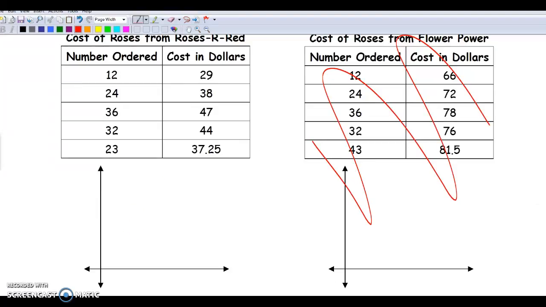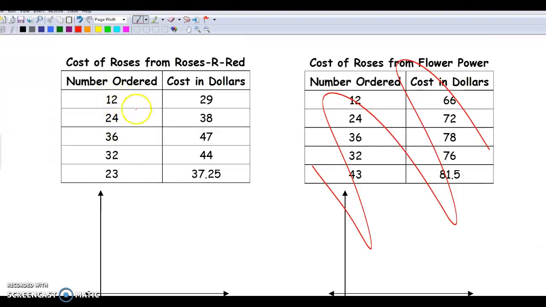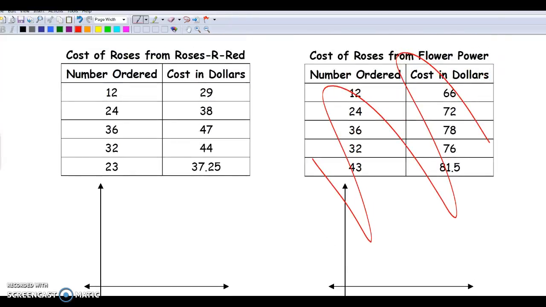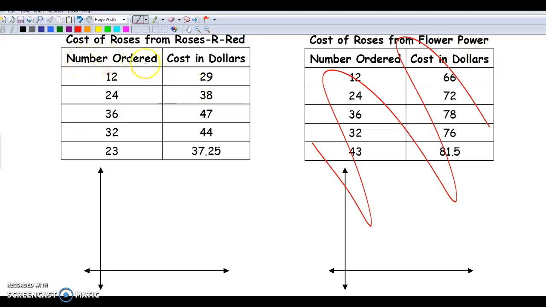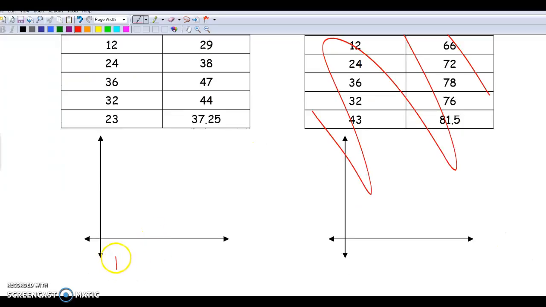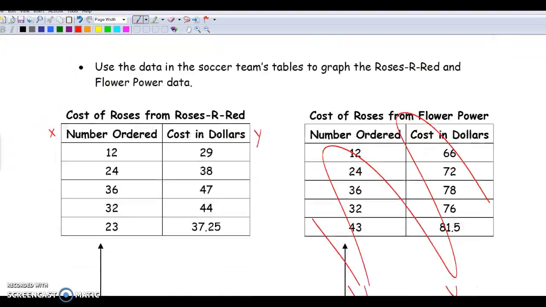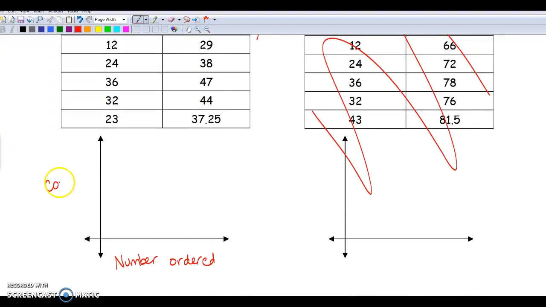All right, we've got cost of roses from Roses Are Red, and we've got the number ordered and the cost in dollars. You're going to be making a lot of graphs throughout this unit. One of the things you need to make sure you do is that you label your axes accordingly. So number ordered would go along the x-axis. The left side, by the way, of your table is always x, and the right side of your table is always y. And then the cost is going to go along the other side here.